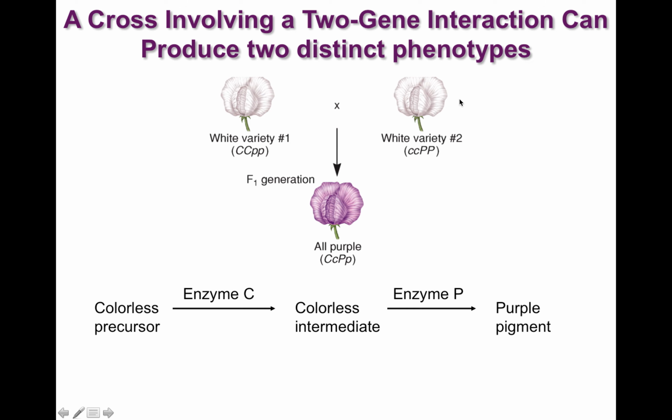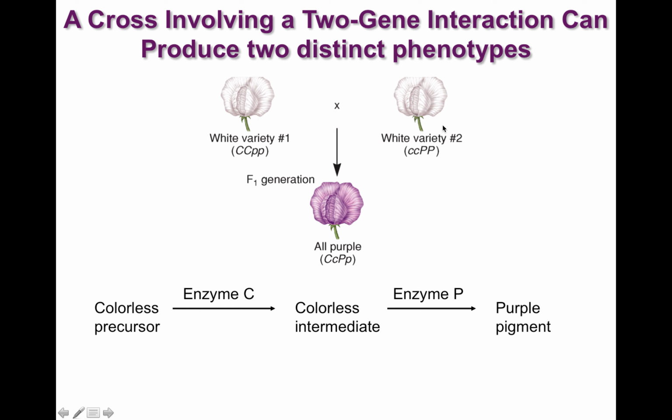And the reciprocal is true for the white flowers that we found across the valley. These are making defective enzyme C, but their enzyme P is just fine. But neither one of these can convert anything into the purple pigment because you need both of these enzymes to be active in this pathway in order to get the purple pigment.